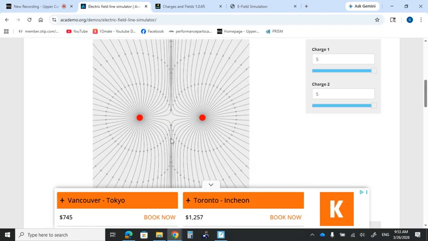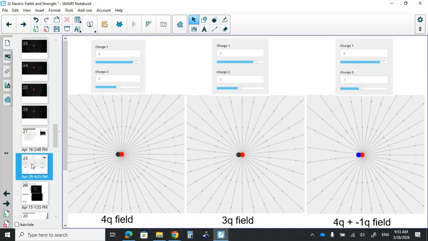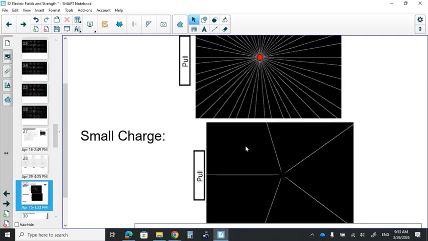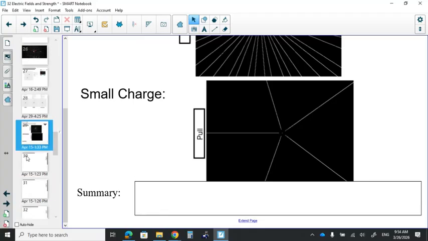So yeah, visualize all this stuff. And so here's that. This is 4, and then this is a 3, and then this is a 4 and a -1. So again, you can tell here this field pattern is extremely similar to this field pattern, right? Again, same idea. Okay, so large fields, small fields.